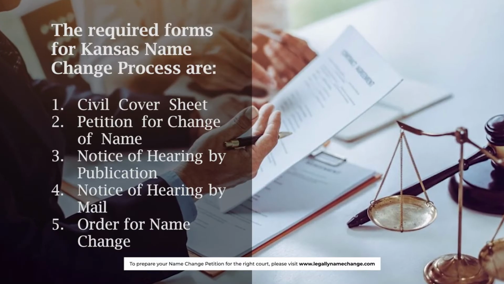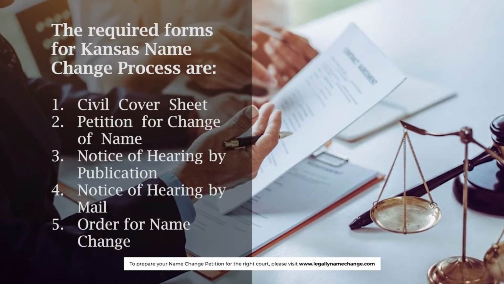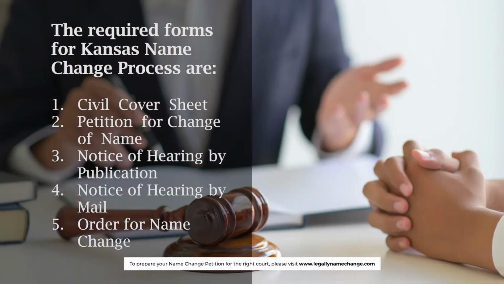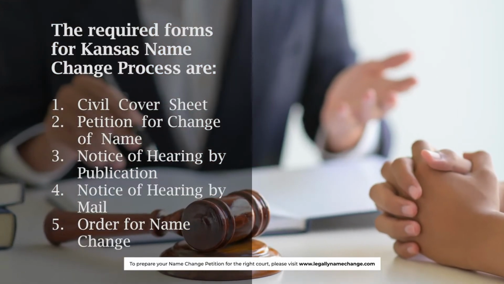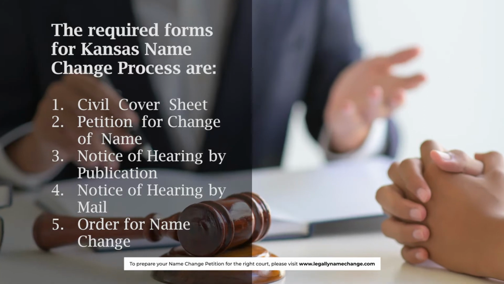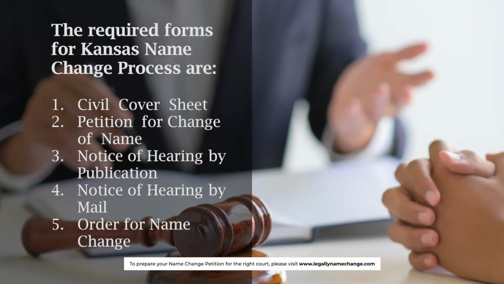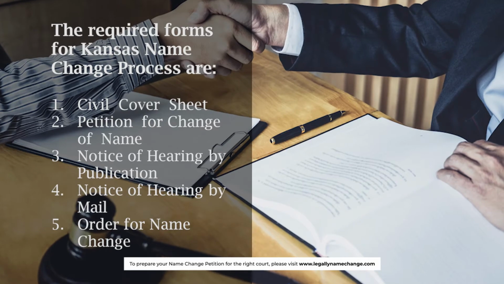The required forms for Kansas name change process are: 1. Civil cover sheet. 2. Petition for change of name. 3. Notice of hearing by publication. 4. Notice of hearing by mail. 5. Order for name change.